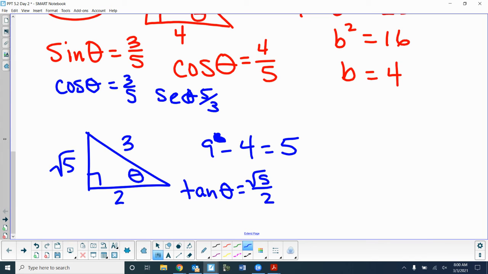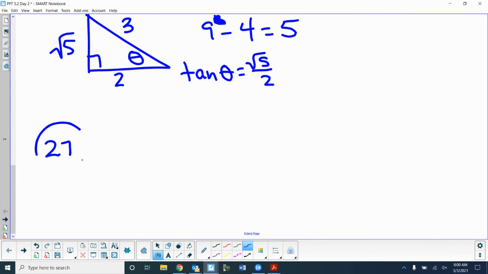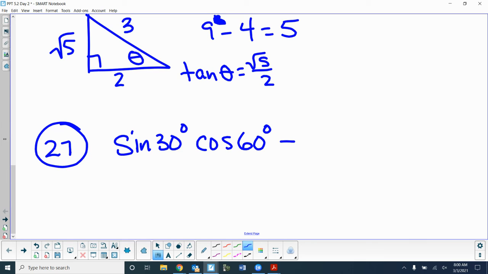All right, number 27 was next. I'd like to go over these two to make sure you guys understand them. Again, they want the exact values, so you can't just put it in your calculator. The calculator gives you an approximation because it gives you decimals and rounds it. Right, so this is the sine of 30 times the cosine of 60 minus tangent of 45.